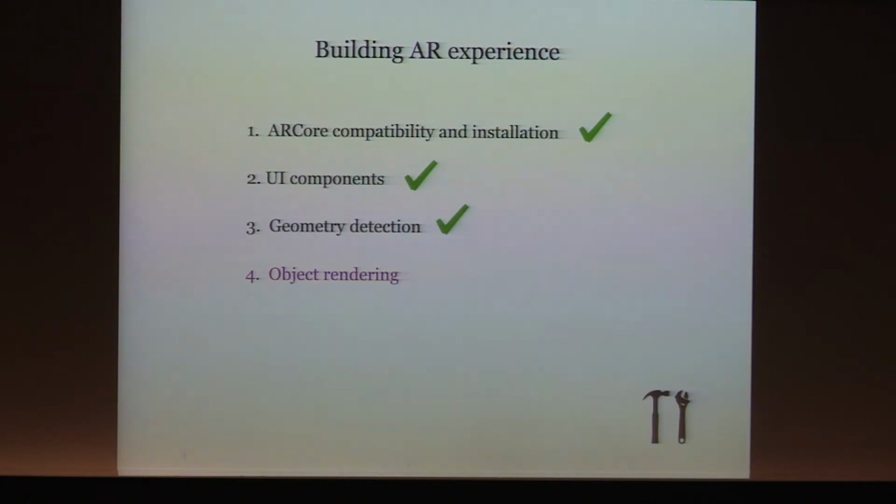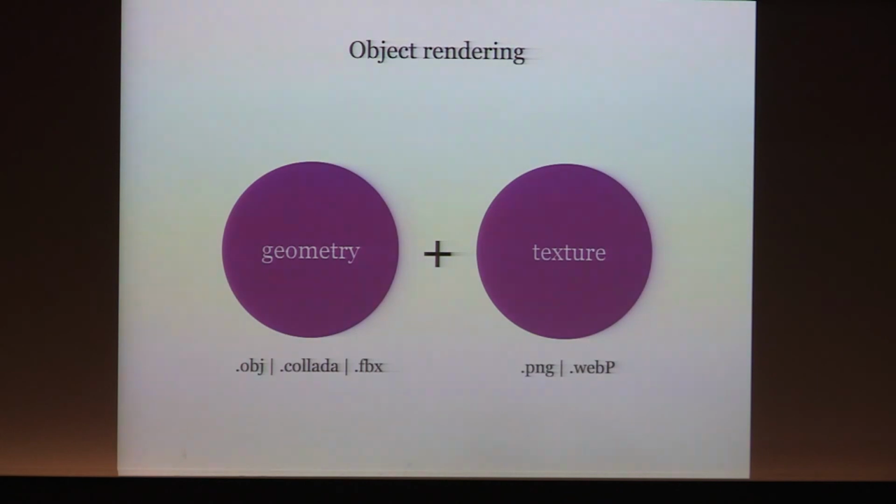And going from now on, we'll be talking solely about OpenGL, just because ARCore does not support view rendering. So if we're talking about object rendering, we have to keep in mind two concepts, or basically two parts. There is a geometry and there is a texture. Geometry is just a collection of different vertices and information about how you will connect those vertices into a single image. And there are different formats for creating your geometry files.